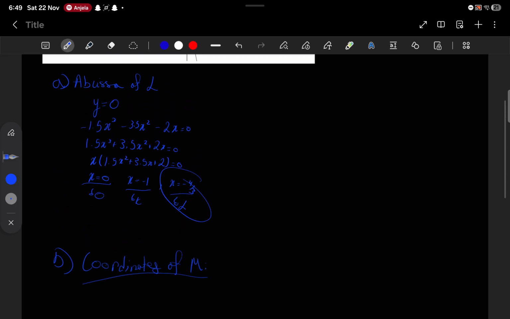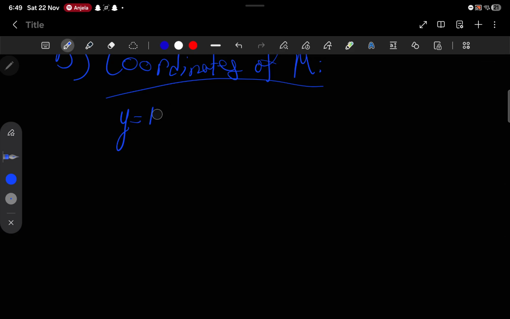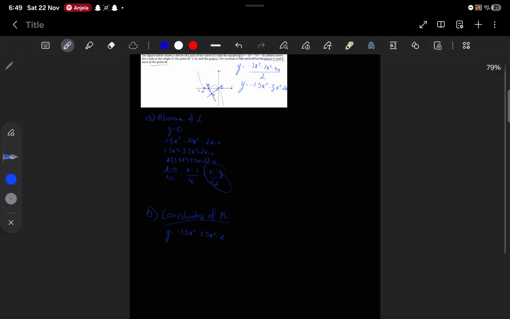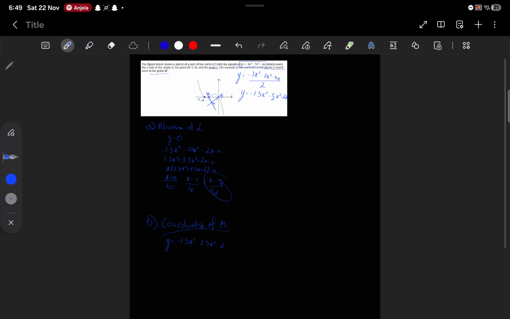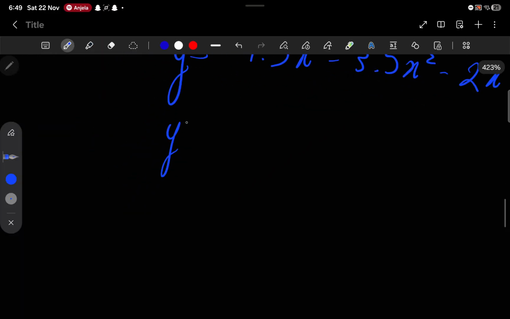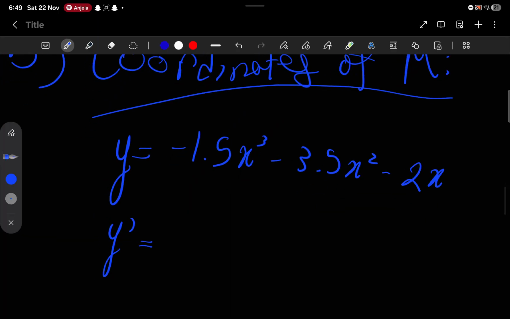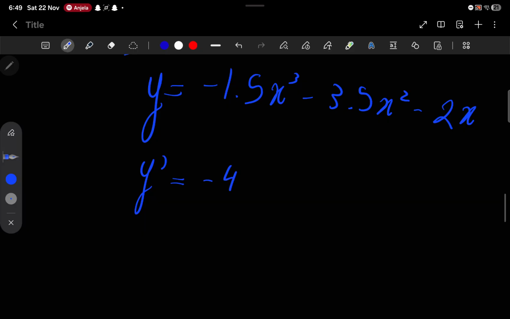Let's find the tangent at K. So, y is equal to negative 1.5 x cubed minus 3.5 x squared minus 2x. Now derive this. So y prime is equal to 3 times negative 1.5, negative 9 over 2, which is negative 4.5 x squared, minus 2 times 3.5 is 7, so negative 7x minus 2.